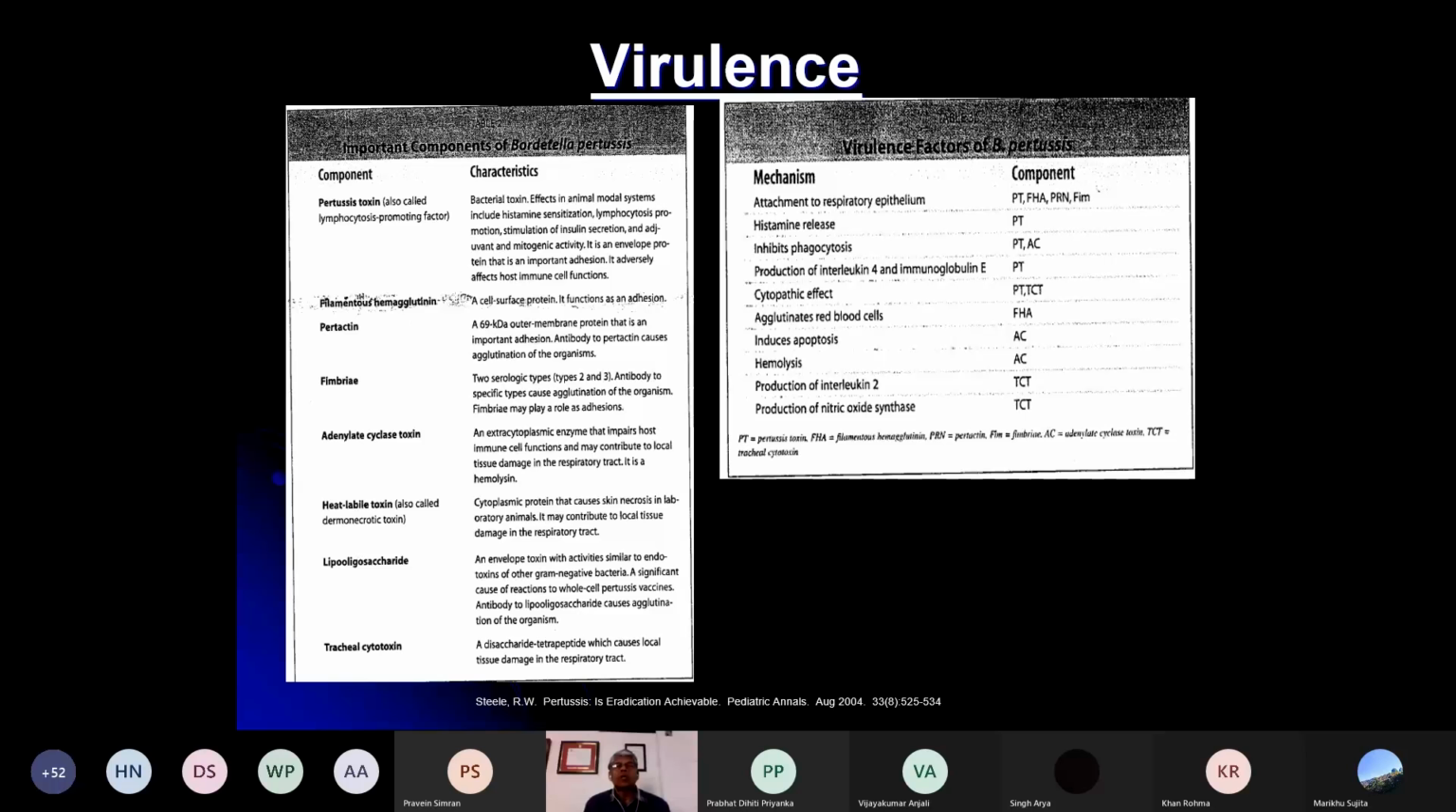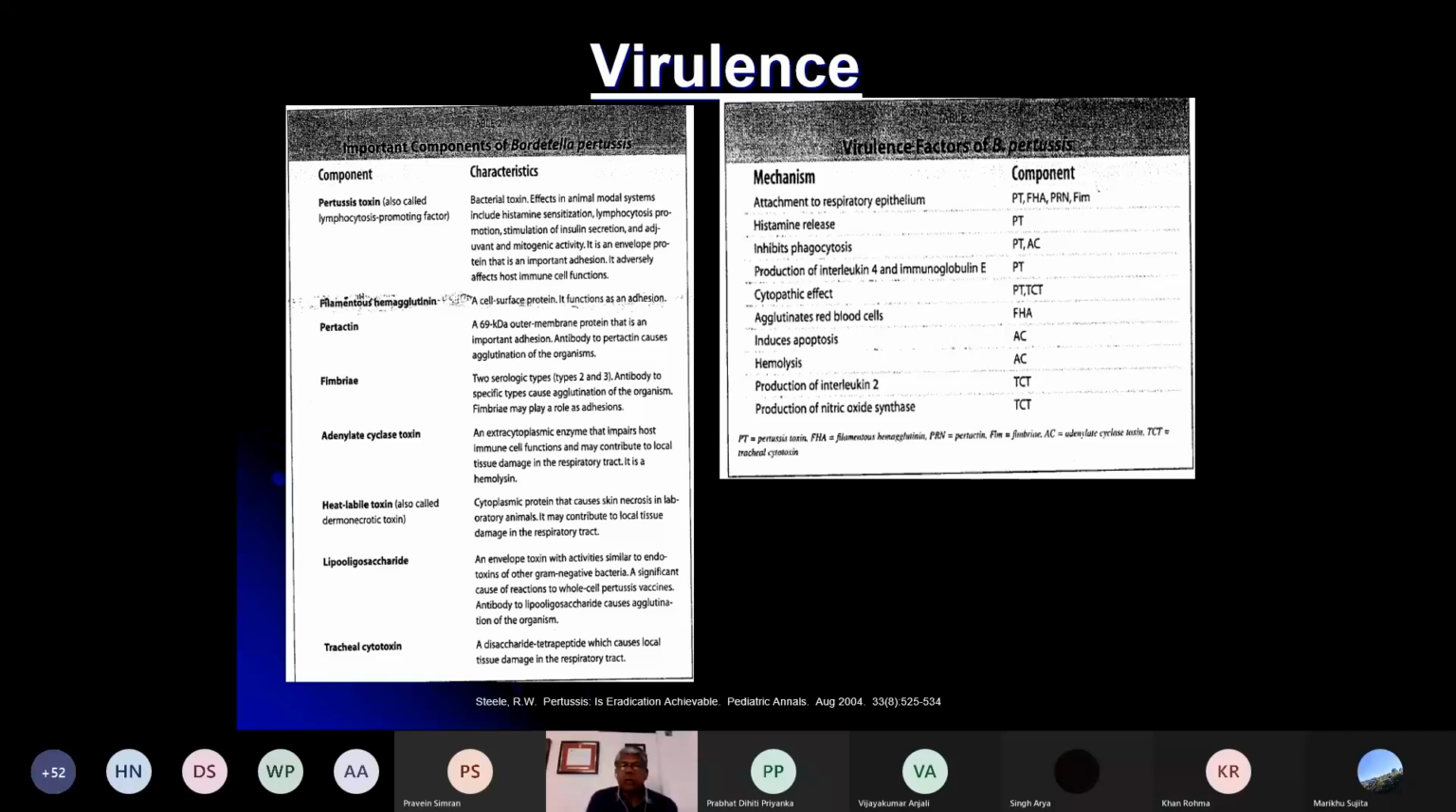This is the long list of toxins which are produced by the bacteria. Pertussis toxin, filamentous hemagglutinin, pertactin. The fimbriae also play a part in virulence. There is adenylate cyclase toxin. There is another heat-labile toxin. There are lipopolysaccharides which come from the bacteria because it's a gram-negative bacillus. There is tracheal cytotoxin, and you need to know about all these toxins. These various toxins perform various roles in virulence.